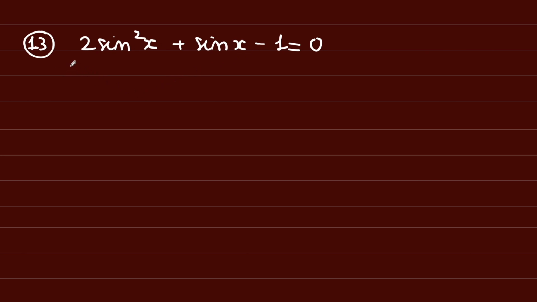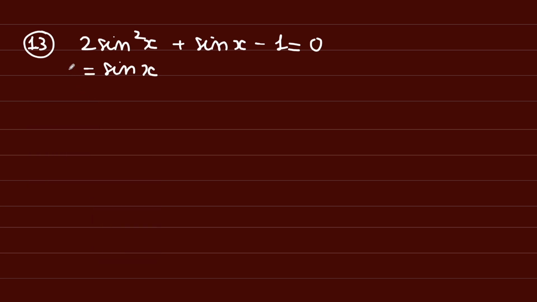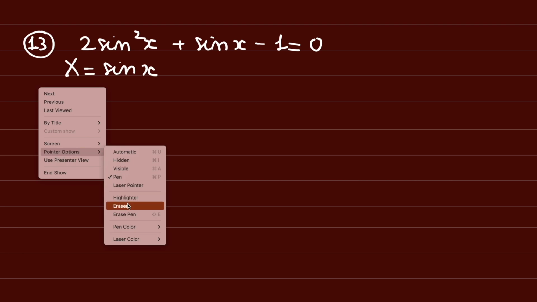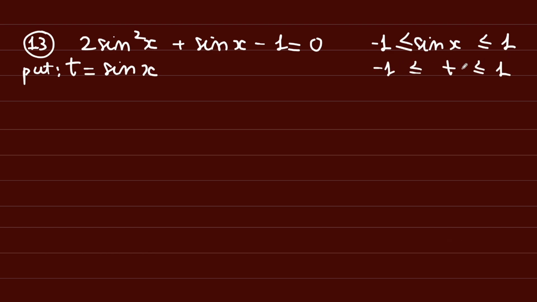And I want to put y equal to sine h. Maybe you can choose y, maybe another letter like the capital H here, or maybe we can use t here. It doesn't matter. But we need to understand this thing, because the domain of sine h is less than or equal to 1 and greater than or equal to minus 1. So when you put t equal to sine h, the value of t has to be inside this interval: minus 1 less than or equal to t less than or equal to 1.